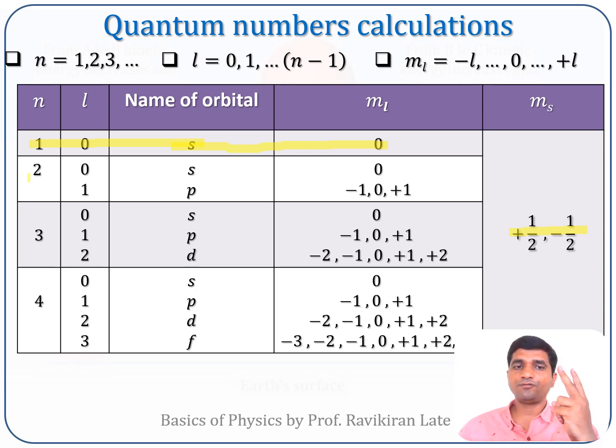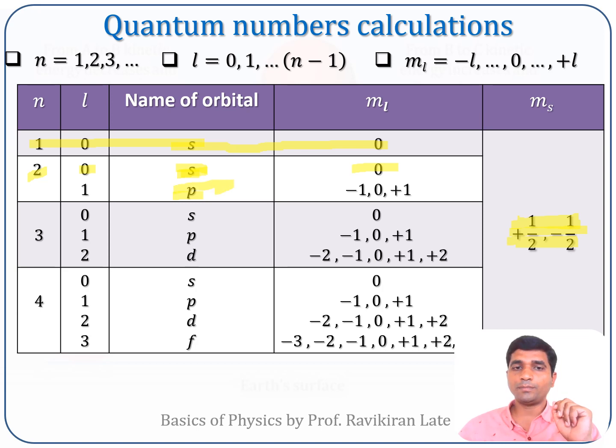Similarly, for the next orbit, that is n equal to 2, you have two suborbitals. n equal to 2 corresponds to L equal to 0, that is nothing but the s orbital, which corresponds to the value ml equal to 0. And for this, you can have two possible spin orientations, that is plus half and minus half, and depending upon that, you can have 2 electrons in the s shell.